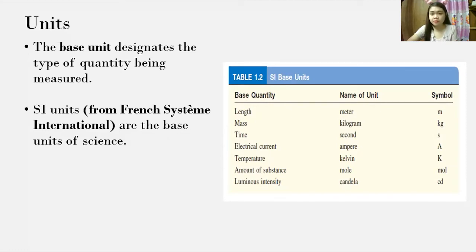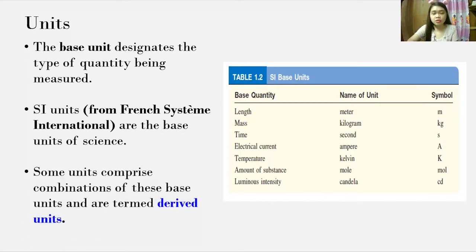For mass, we have kilogram, the symbol is kg, and then time, second, or s. Electrical current is ampere, or capital A. Temperature, Kelvin, capital K. And then the amount of substance, where the name of the unit is mole, and the symbol is mol. And lastly, for luminous intensity, the name of the unit is candela, and the symbol is cd. So these are the basic SI base units that we are usually using in our measurements.